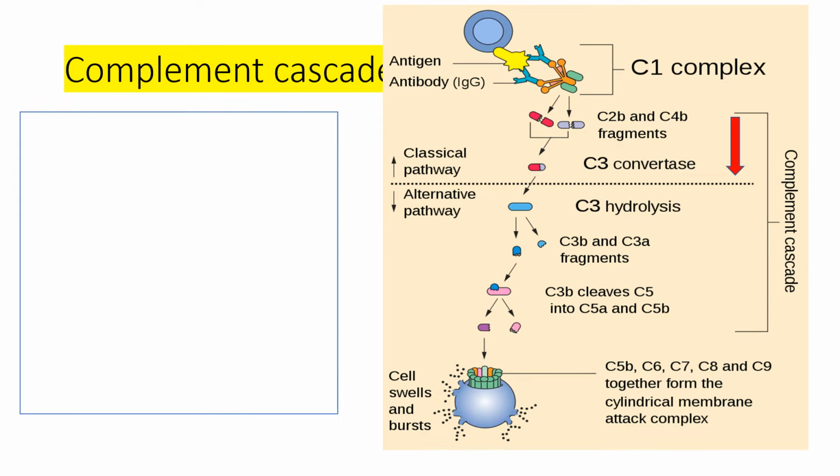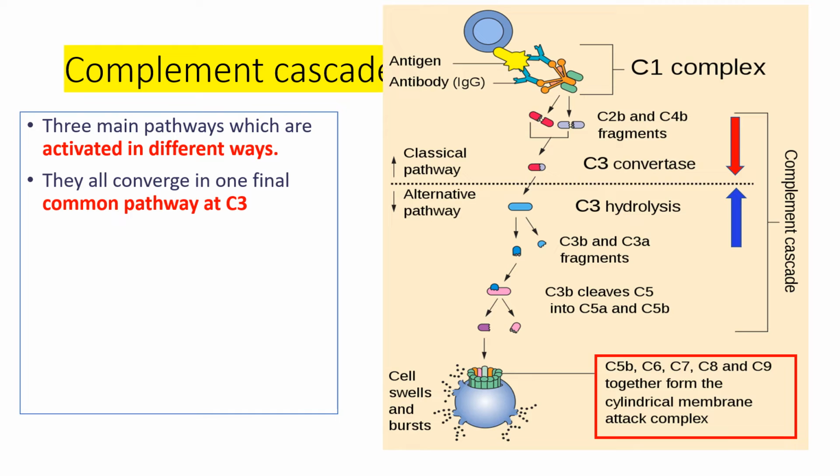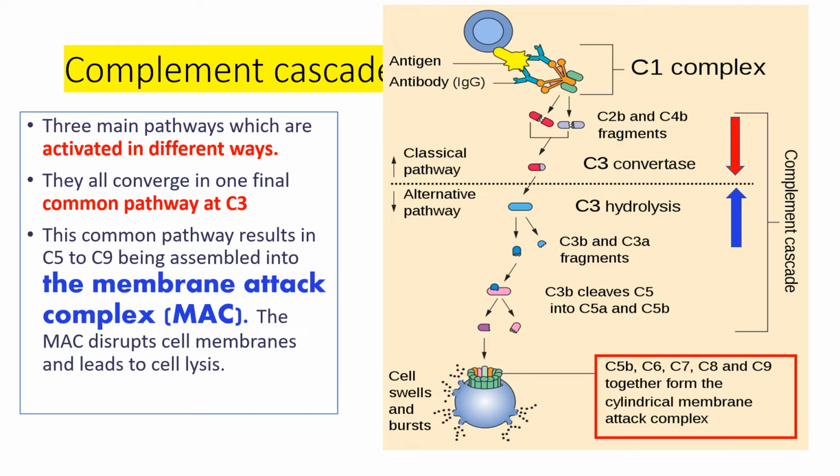Here, look at this figure, the classical pathway being represented by the red arrow and the alternative pathway by the blue arrow. So they meet at a common point, and this common point is C3. So although complement is activated by three different pathways, they finally converge into one common pathway, that is C3, leading to the formation of C5, C6, C7, C8 and C9, which form the membrane attack complex that disrupts the cell membrane and leads to cell lysis.